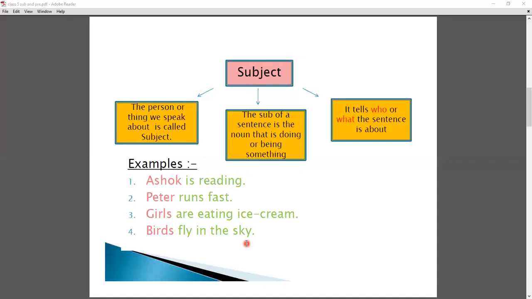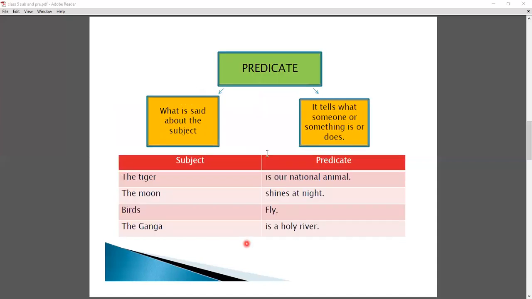So here we get the answer: what is the subject here. Now we move on to the next slide, predicate. So now, student, what is the predicate in the sentence? अभी तक तो हमने देखा कि subject क्या है, अब हम बात कर रहे हैं कि predicate क्या होता है. So what is said about the subject? जब भी हम सब्जेक्ट के बारे में बात करते हैं वो क्या कहलाता है, predicate.